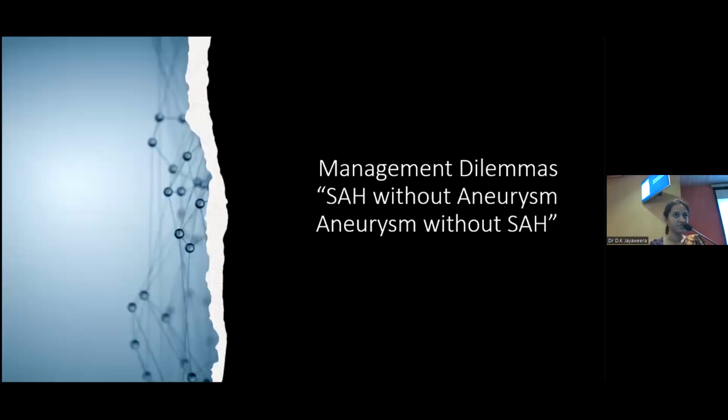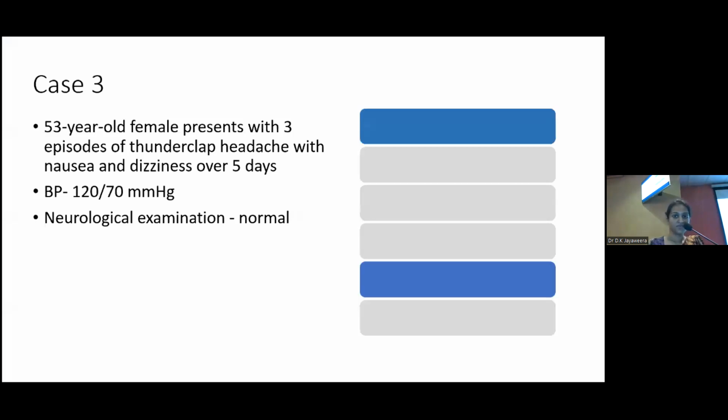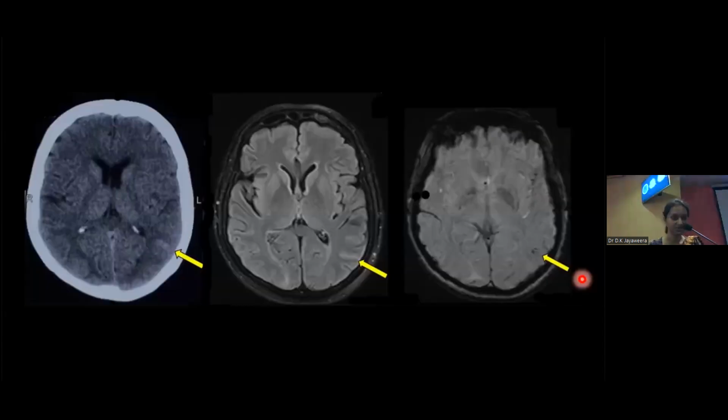So let me conclude by taking you through some of the dilemmas that we face in everyday practice. This is a 53-year-old lady who presented with 3 episodes of thunderclap headache over a period of 5 days, and her examination was normal. So when you apply the rule, sorry, this is not coming. With her age and the thunderclap headache, she has 2 out of 6 from the screening tool. So obviously she needs evaluation.